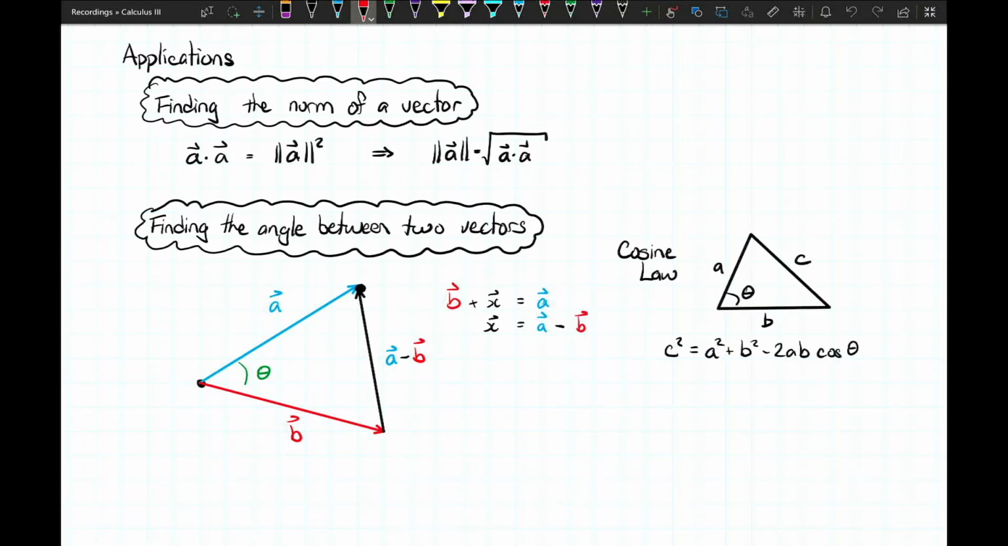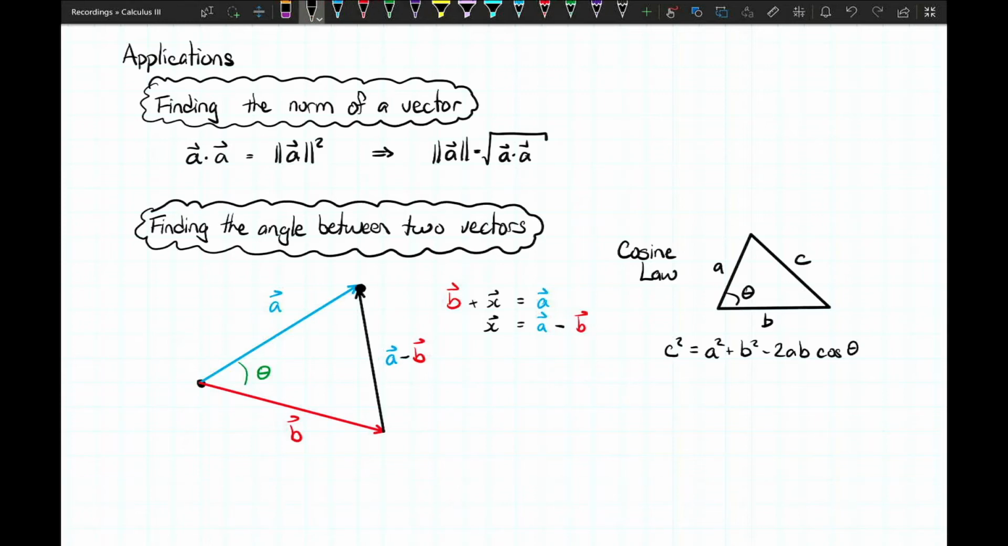I'll provide that here as a reference. The cosine law here, with the sides A, B, and C, and theta being the angle between A and B, well, then the length C squared is equal to the length A squared plus the length B squared minus 2 times the product of lengths A and B times cosine of theta. So let's use that here, and knowing that the lengths of each of these sides are the norms of those corresponding vectors, we can write this in vector form.